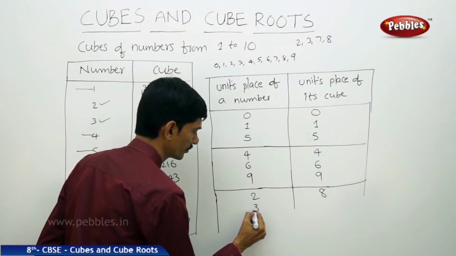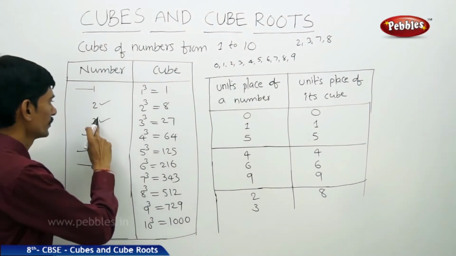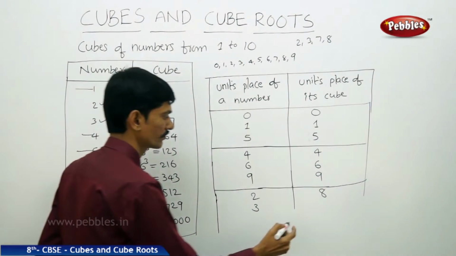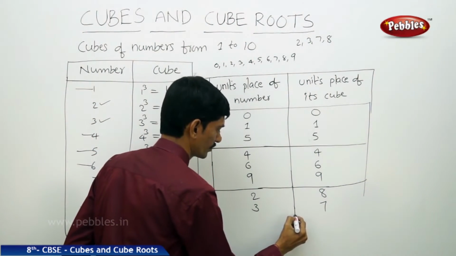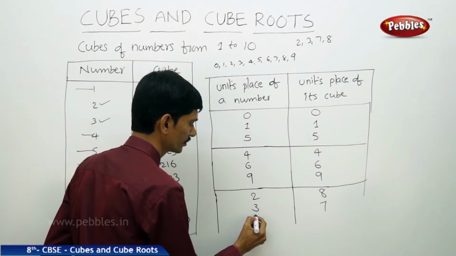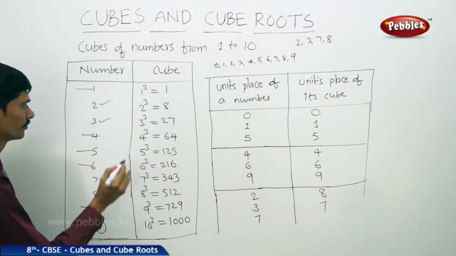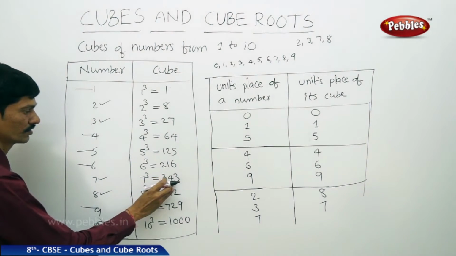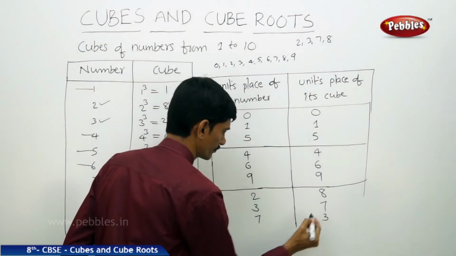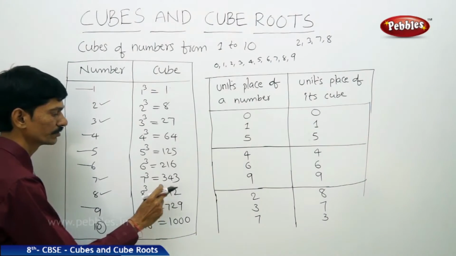Next, with the 3, then the units place of the cube is 7. Next, if the given number ends with 7, then what about the units place of the cube? It is 3. If the given number ends with 8, then its cube ends with 2.